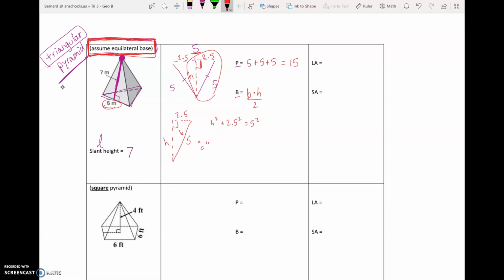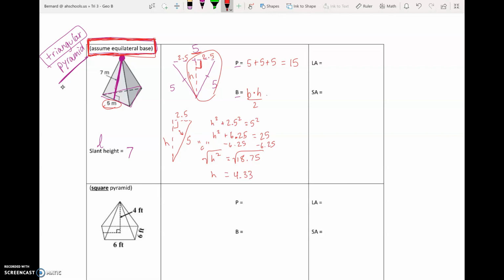And we can solve this for h. If we square 2.5, we get h squared plus 6.25 equals 25, because 5 squared is 25. We'll subtract 6.25 from both sides, and so we'll get h squared equals 18.75. Then we'll take the square root of 18.75, and the square root of 18.75 is about 4.33.